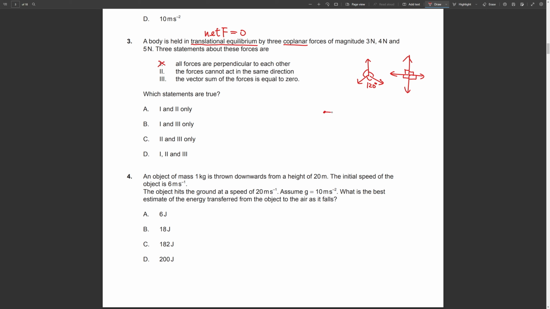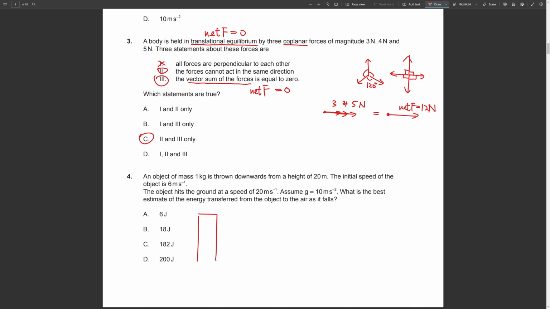Statement 2 suggests that no matter whether it is the 3 Newton force, 4 Newton force, or even the 5 Newton force, they are all going in the same direction. This will give you a net force of 12 newtons. It is non-zero. If it is non-zero, then it is not in translational equilibrium. So statement 2 is correct. Statement 3 is true as well because the vector sum of the forces, which means the net force, should be 0. Then we choose option C.